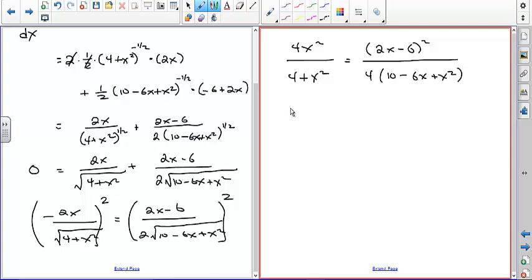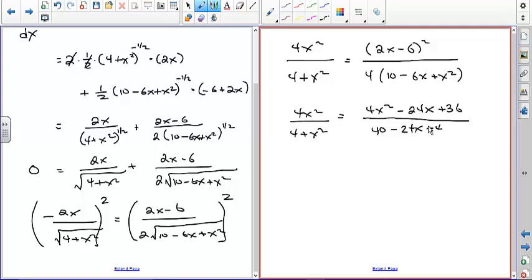And then what you would do is go ahead and square that thing out so that you'll get 4x squared minus 24x plus 36. So 2x times 2x is 4x squared. 2x times negative 6x is negative 12, but it happens twice, so you get negative 24. And this negative 6 squared. And then I'm going to go ahead and multiply the denominator out. 40 minus 24x plus 4x squared.